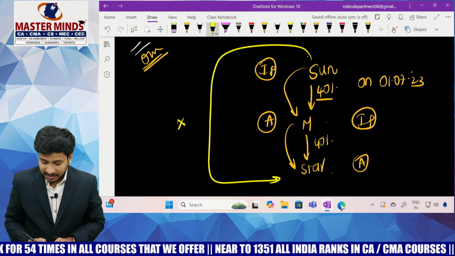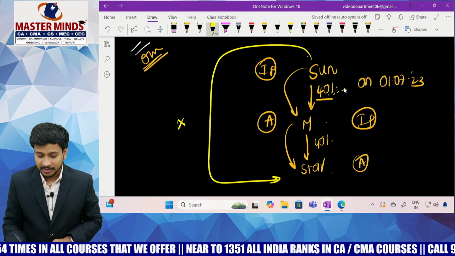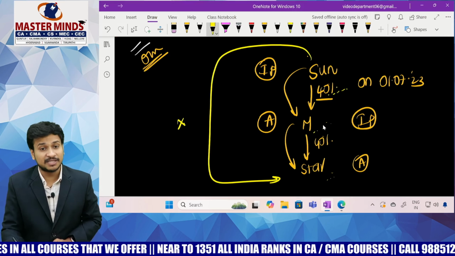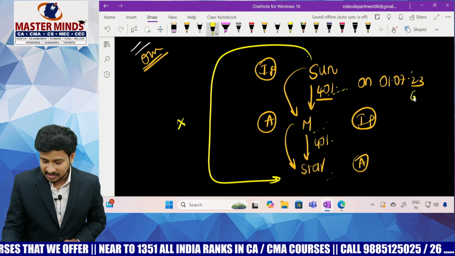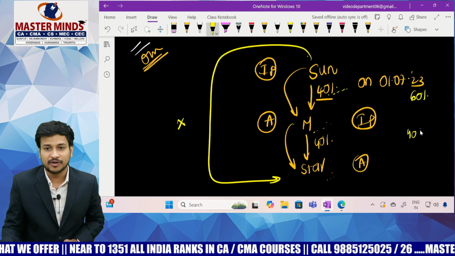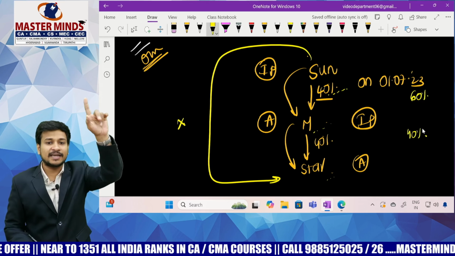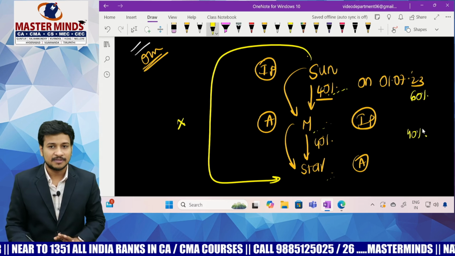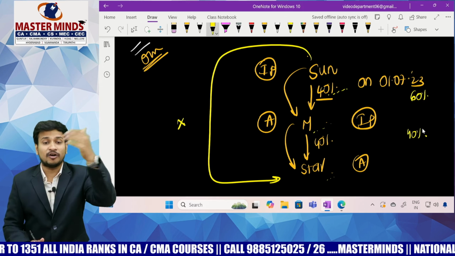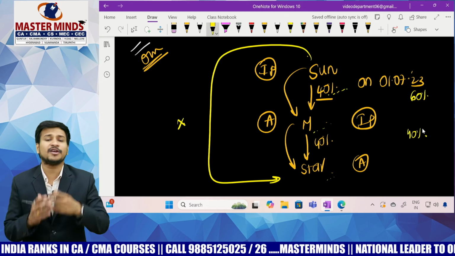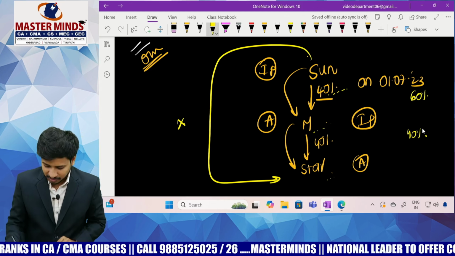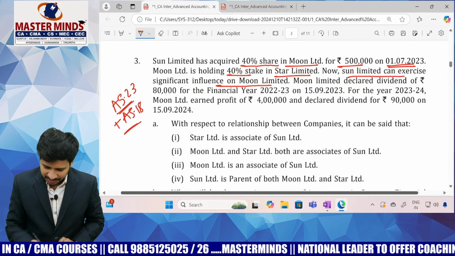If at all, given here 60%, an associate of a subsidiary is related to the holding company. Something like if Sun is having 60% and Moon is having 40%, at this time Sun can influence Star. Because an associate of a subsidiary may be related. Maybe yes, it is related, but a subsidiary of a subsidiary is not related. So take more care. And let me proceed further.